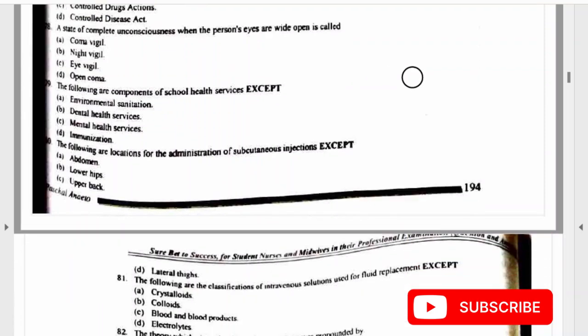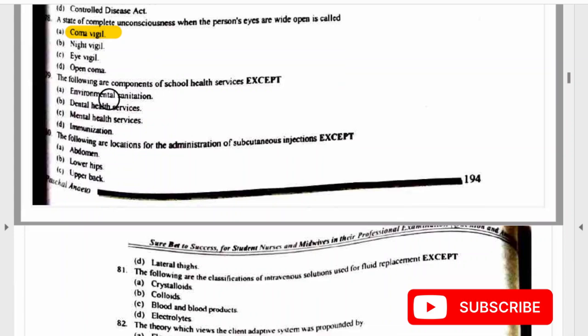Next question. A state of complete unconsciousness when the person's eyes are wide open is called what? I know a lot of you people won't be able to answer this. The answer is coma vigil. Okay, if you can see B says night vigil. Come on. Night vigil can't be the answer. Maybe C and D. Some people that might guess might choose either C or D or A, but the answer is coma vigil. Coma vigil is actually a persistent vegetative state. It is a condition of severe brain damage where a person is unresponsive, but their eyes are actually open and they appear to be awake. So let's go to the next question.